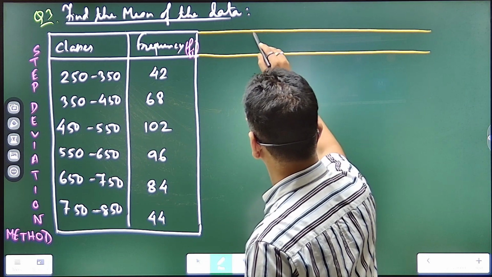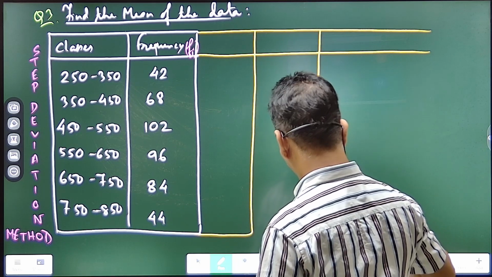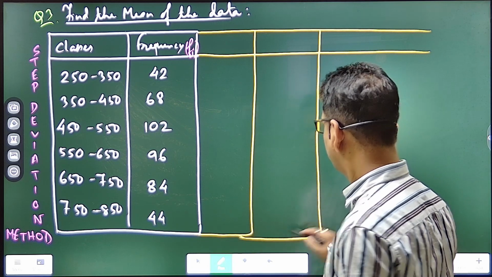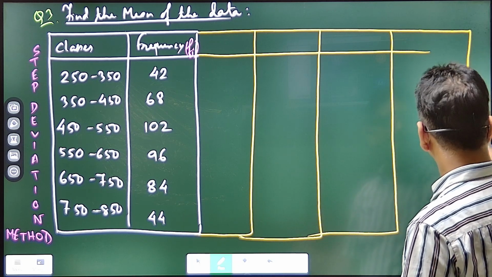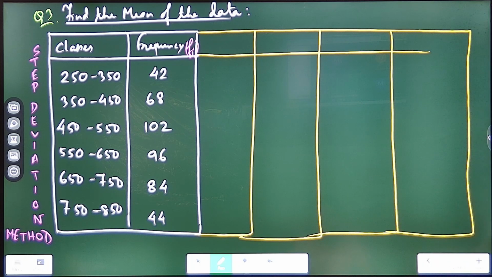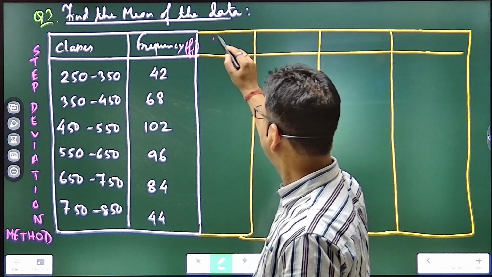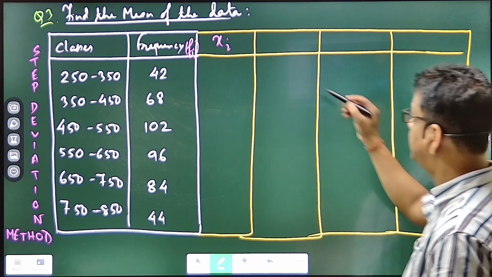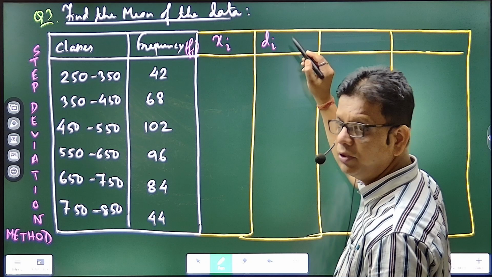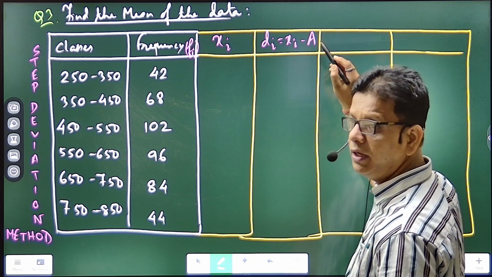So this is the first one. Second one. Third one. And the fourth one. I'm not going to do the calculation now. Okay. So let's start. See here once. If you don't understand, you ask me. This is xi. You know xi? Now look at this. This is di. You know di? What to do? xi minus a. Okay? So these two are same.